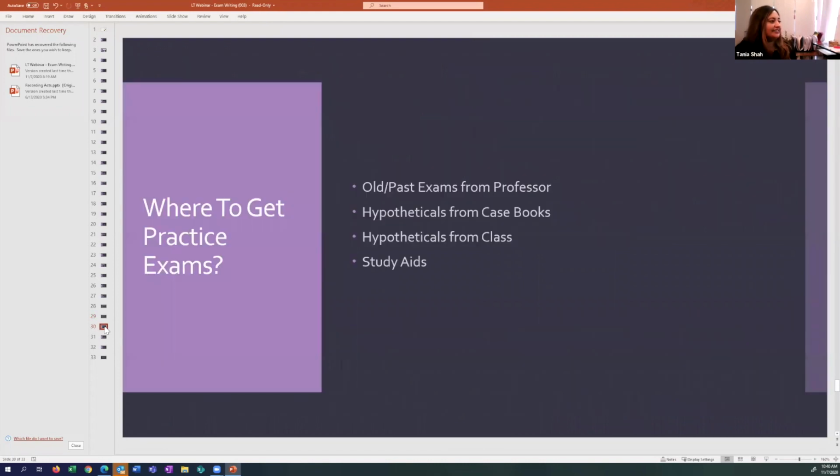All right, we're going to get practicing. Now I know we brought this up sort of in the beginning. So first and foremost: old and past exams from your professor, hypotheticals from your casebook, hypotheticals from class, and study aids. Now, one of the things about old and past exams from your professors is also what you do with it.